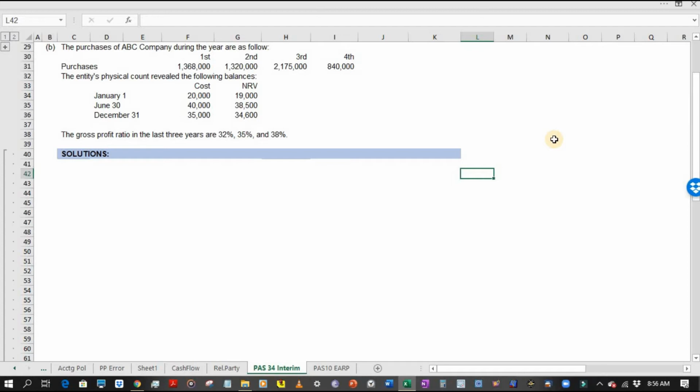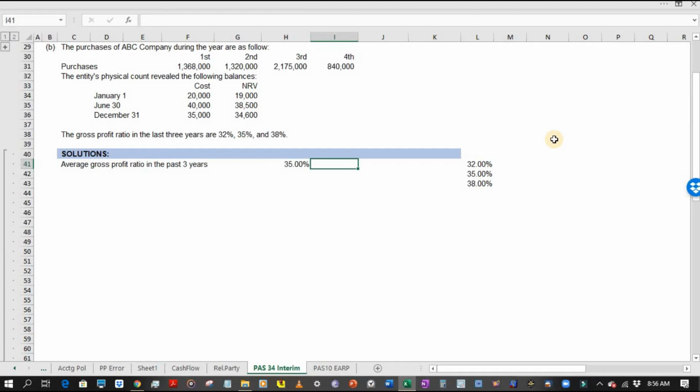So here we have a gross profit ratio for the last 3 years, which are 32, 35 and 38. And for this year, we are going to get the average of the gross profit ratio for the last 3 years. So that will be 35%. That is 32 plus 35 plus 38 divided by 3. So that will be the average gross profit ratio in the past 3 years.